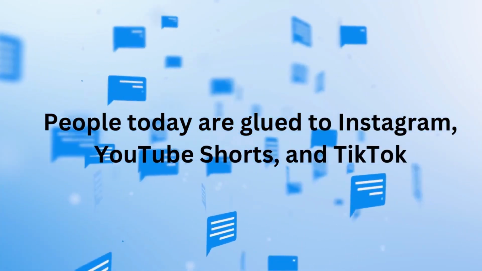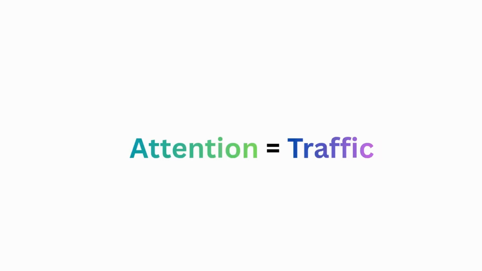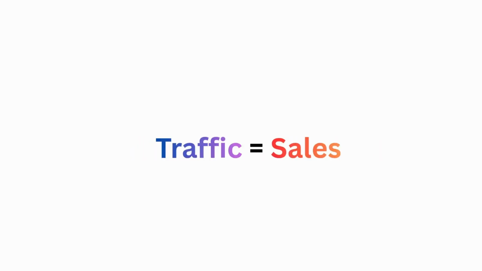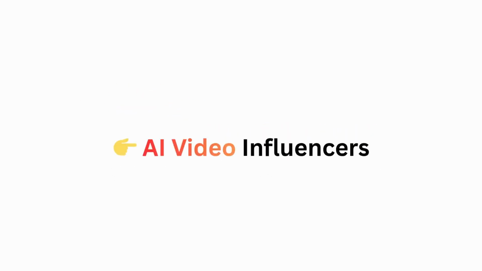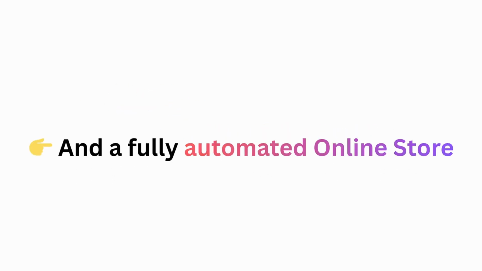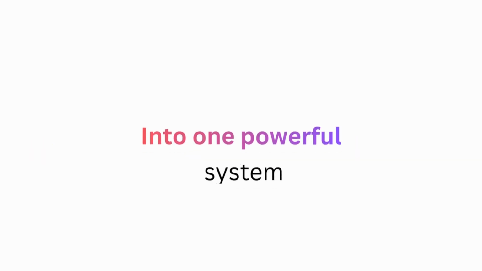Let's be real. People today are glued to Instagram, YouTube Shorts, and TikTok, which means content equals attention, attention equals traffic, traffic equals sales. And what works best? Videos, influencers, short-form content. But the problem is, creating this kind of content is expensive, time-consuming, complicated. Until now, introducing StoreFluence AI, the world's first AI app that combines AI video influencers and a fully automated online store into one powerful system.